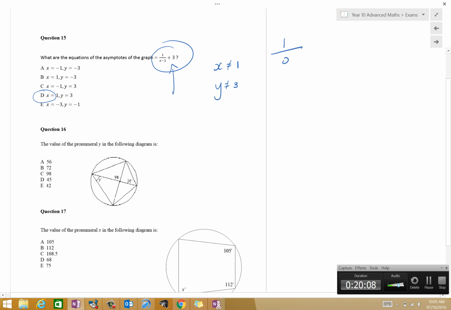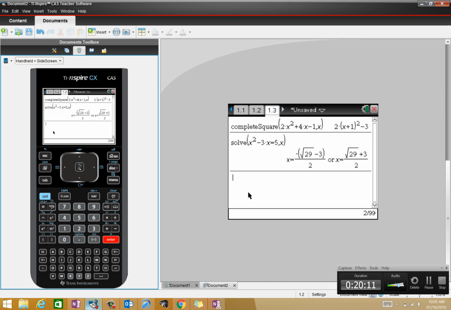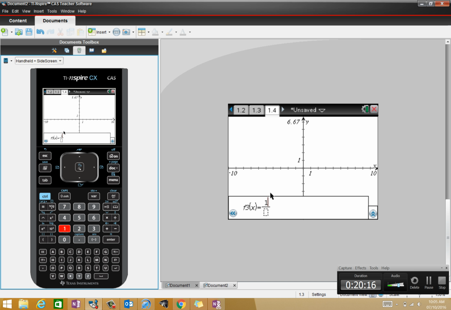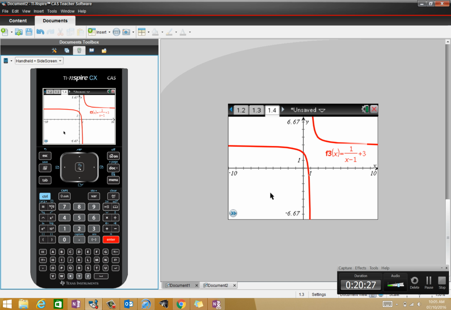Otherwise, we could have sketched it in our CAS. If I sketch that in my CAS calculator and I go get my fractions button and I go 1 over x minus 1, make sure you go across. If you don't press the across button, it'll try to do it there. Plus 3. The CAS calculator does not show the asymptotes, but they are there. They are invisible dotted lines. But clearly, by looking at this, we have a y asymptote at 3, because it never approaches that point, but it never gets to it. And we've also got an x asymptote at 1.